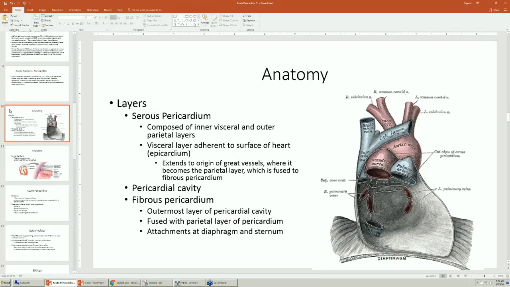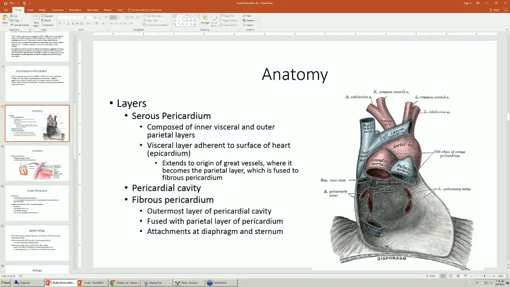Let's go on and talk a little bit about the anatomy. So this is a representation of the heart. And we're interested in the layers of the pericardium. And we've got the serous pericardium, which has an inner visceral and outer parietal layers. The visceral layer is actually adherent to the surface of the heart, or the epicardium, extends to the origin of the great vessels, where it becomes the parietal layer and is fused with the fibrous pericardium. And then there's a cavity that actually exists with maybe 15 cc's of fluid normally, and not just a potential cavity, but an existing cavity.